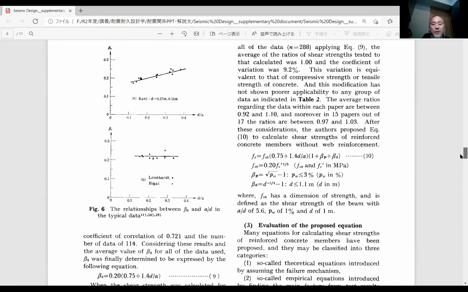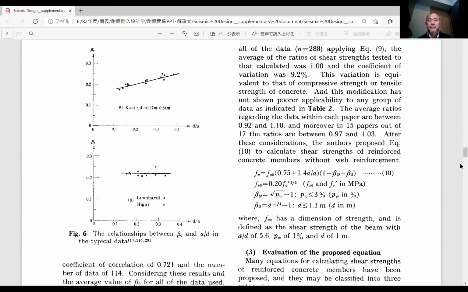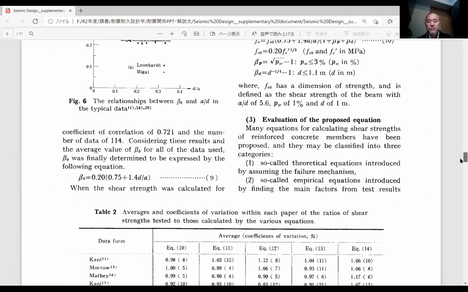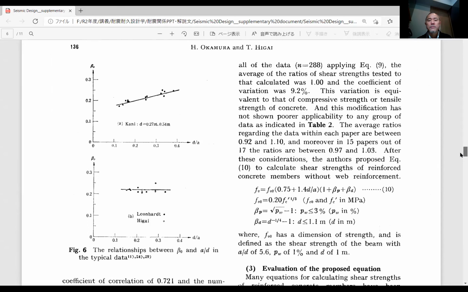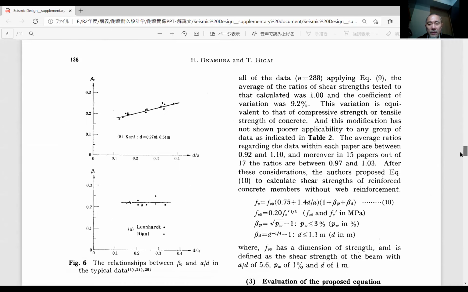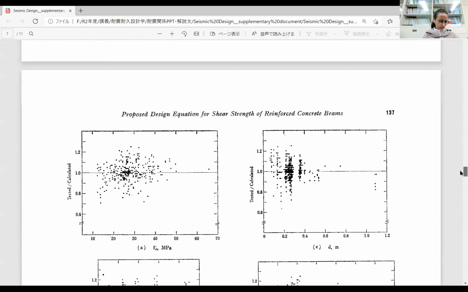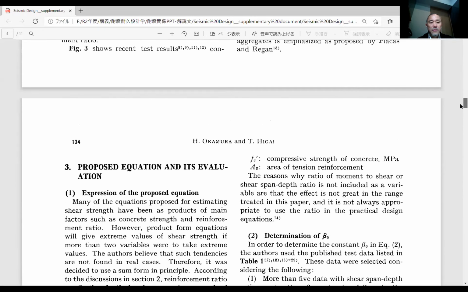So finally, their conclusion was that f'c to the power of 1/3, right? Maybe here. This one. Why did they select 1/3? Where was their explanation? Where is it? A bit difficult to find. One third. Someone please tell us. Maybe page 132. 132, okay.